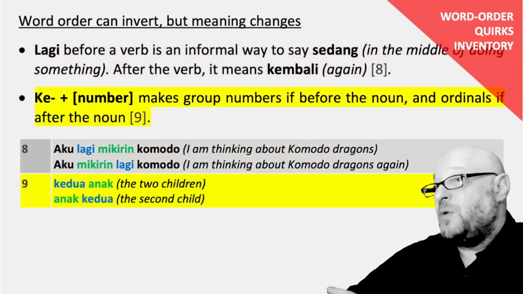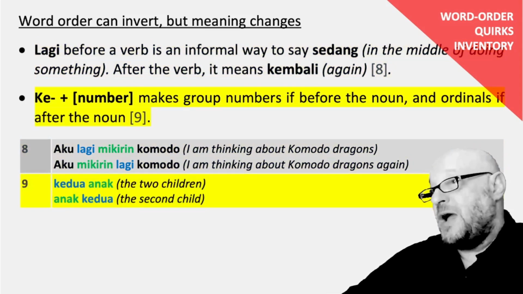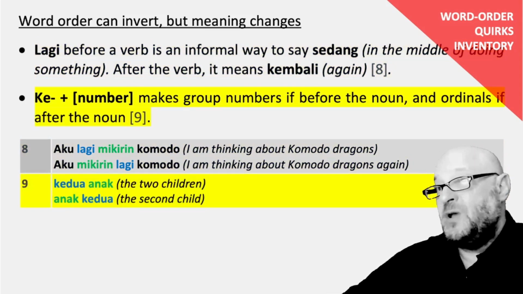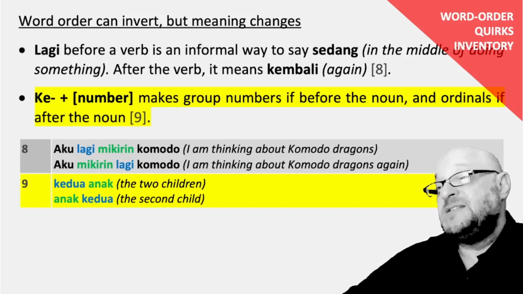Ke plus number makes group numbers if before the noun and ordinals if after the noun. Kedua anak, 2 children, and anak kedua, the second child.